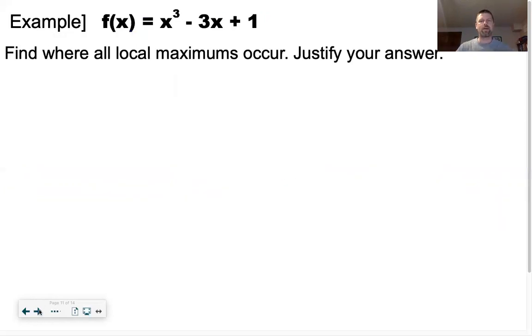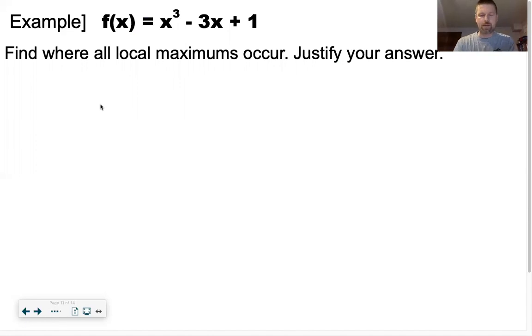All right. So a couple quick examples with some justifications, because that's the thing we need to be really clear about. It's not a hard example, just one to kind of emphasize: don't forget how to justify. This one says find where all local maximums occur. They give us a function.